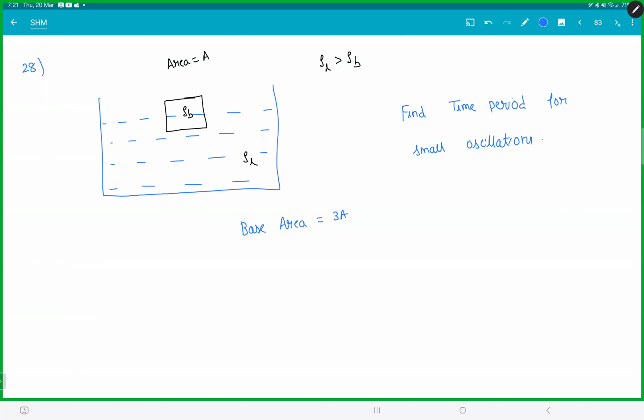You know the process. Choose your system, displace it by X, find the restoring force equal to MA, and SHM will come. Try. I'll give 2 minutes.